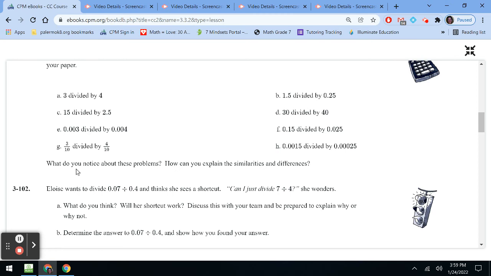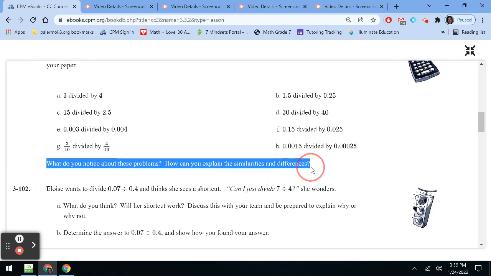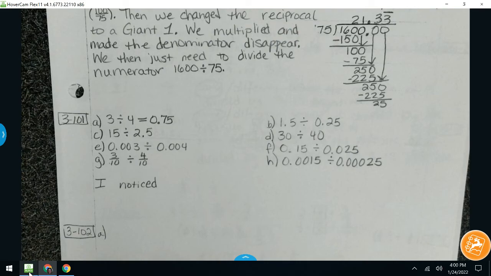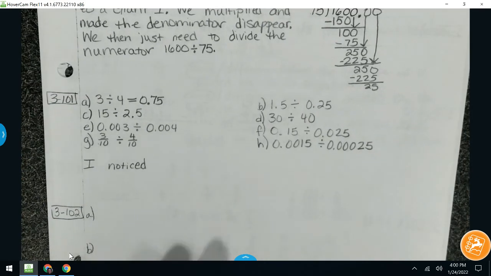Okay, now that you're back, what we're going to do is talk about this part right here, which is really the important part, or the mathematical part, because your calculator did all the work on here. But in this, what do you notice about these problems? What can you do to explain what's the same and what's different? So as we're looking at these, what did you notice?